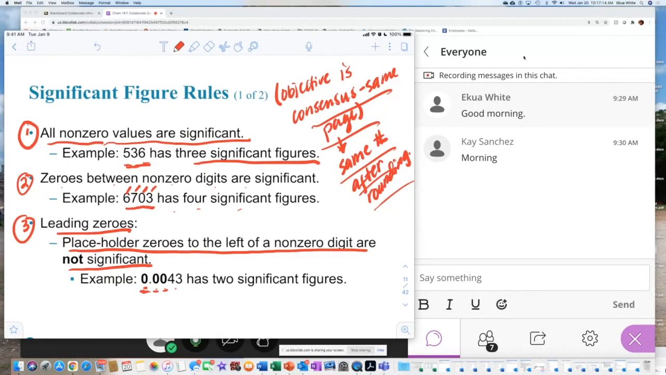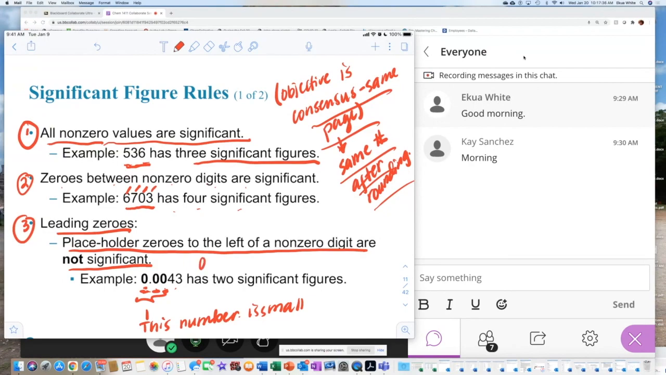So the 0.00, these are leading zeros. These 3 zeros here are here to communicate to you this number is small. How small is it? It's small. Right? It's small based on how many zeros you have before the number.